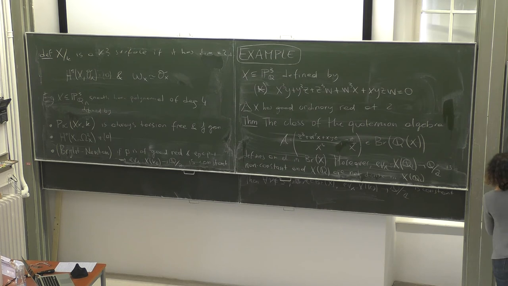Okay, I will not spend much time on the proof of this theorem, because I think it's more interesting to talk a little bit about the construction of this quaternion algebra A. And once you have the quaternion algebra, it's quite straightforward to prove the result, so I will just mention very quickly the main steps in the proof, and then talk a little bit about the construction of this element.